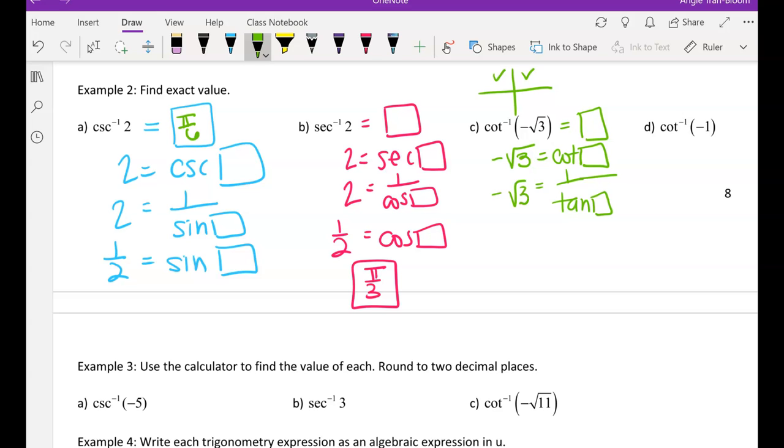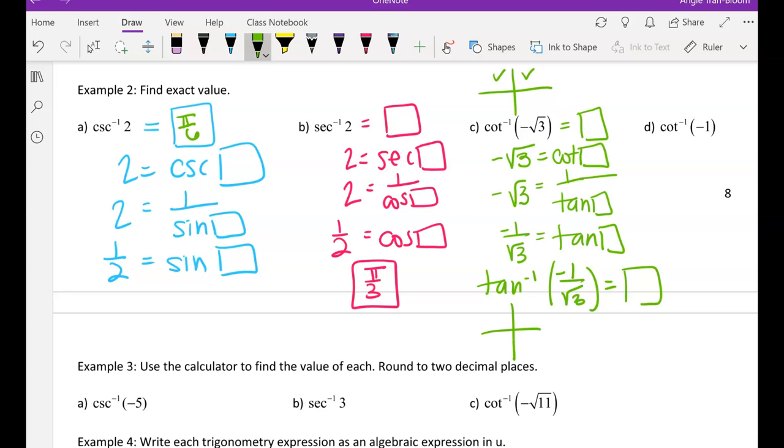Then I'm going to flip it to say tangent of some box equals negative 1 over root 3. I do not need to rationalize because that's not my final answer. Then I know tangent inverse is in quads 1 and 4. But think about this: my original is not a tangent inverse.